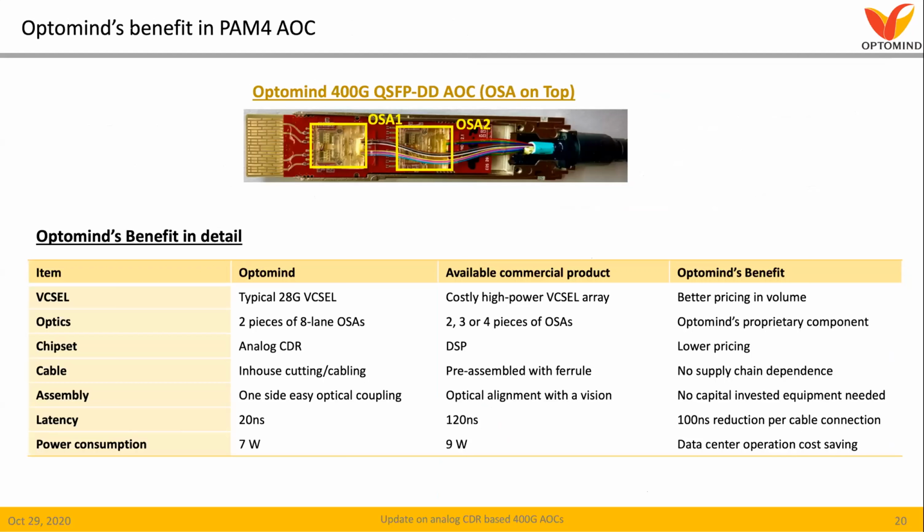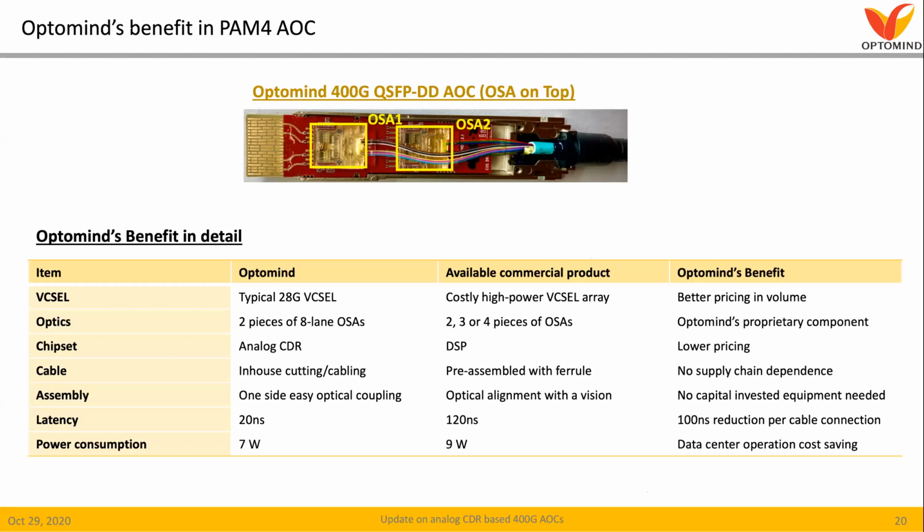Here is a list of optimized benefits in PAM4 AOC. We are using a typical 28 Gbps VCSEL as a light source and our own designed and implemented OSA, which is our core competence. We do not use any ferrule-type component to attach fibers to the OSA, so we use bulk optical fiber cable and cut and ribbonize it during the assembly, which does not require a predefined length of the cable.